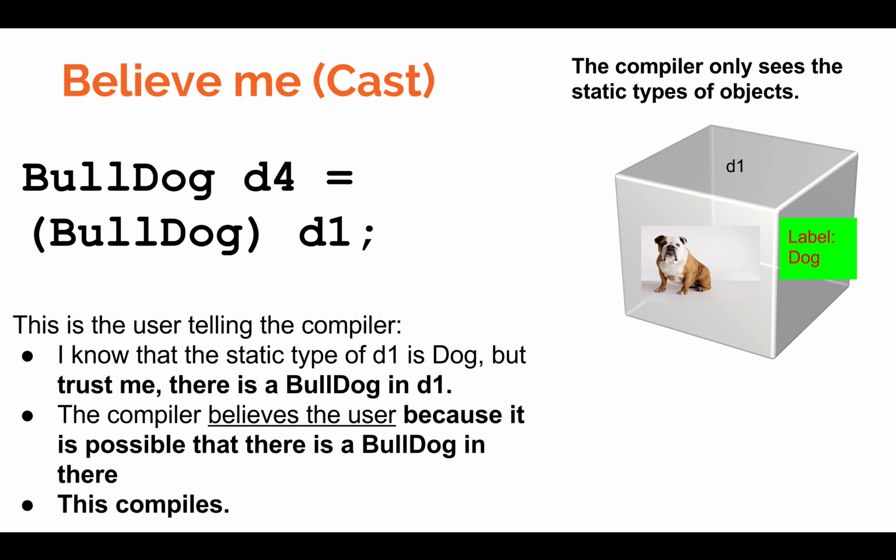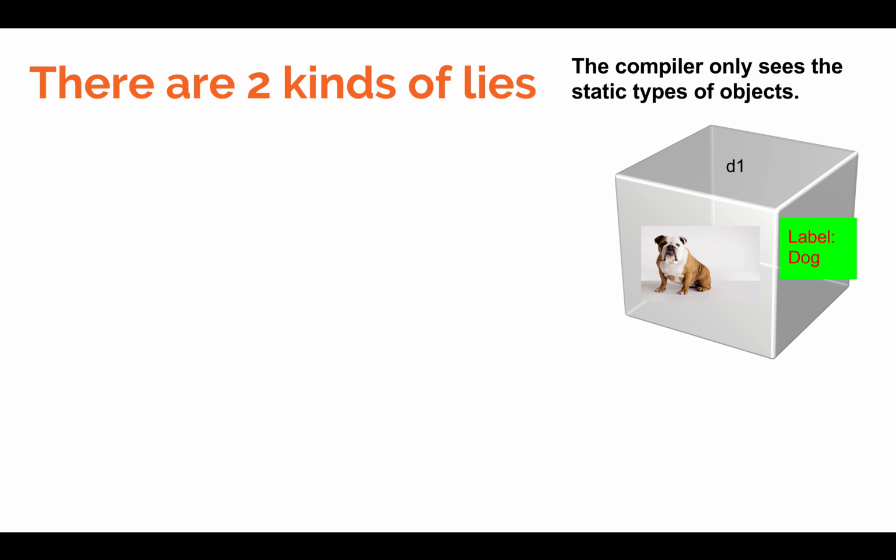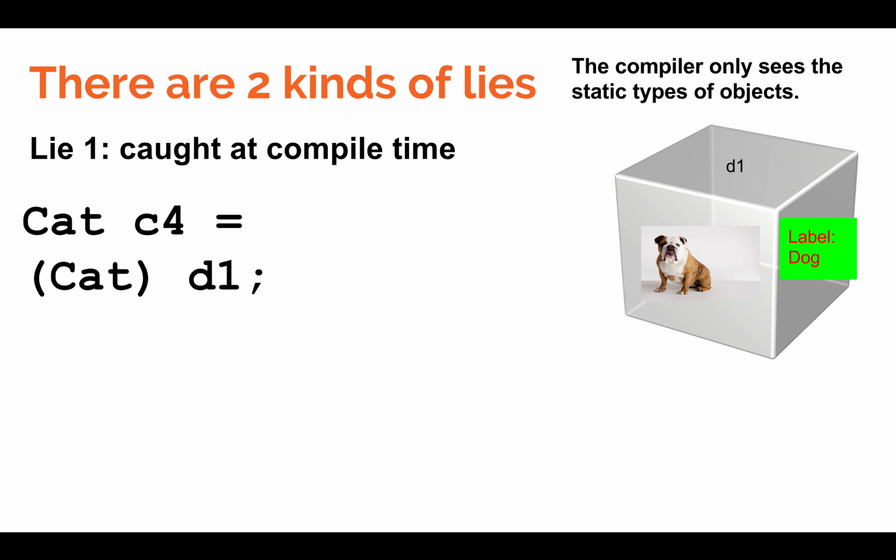Okay. Cool. With that then, two kinds of lies. Let's dive straight into it. Lie 1. This is a lie that is going to be caught at compile time. We talked about this a little bit, right? D1 is a box labeled dog. In this line, I am telling the compiler, hey, it's actually a cat. This is not a reasonable lie. The compiler would have never allowed this in the past. Does that make sense? Any questions about this?